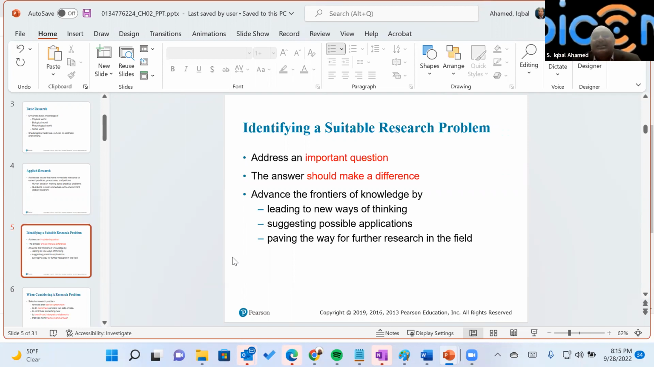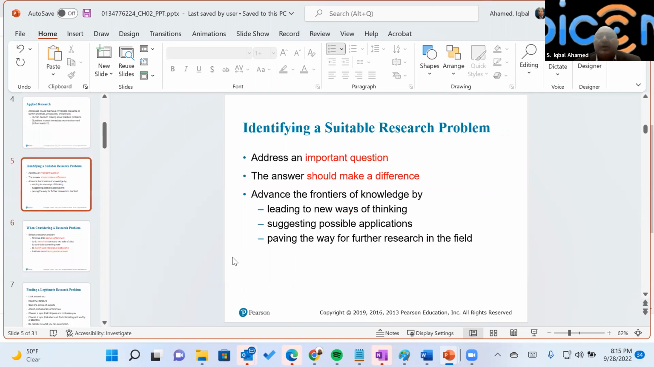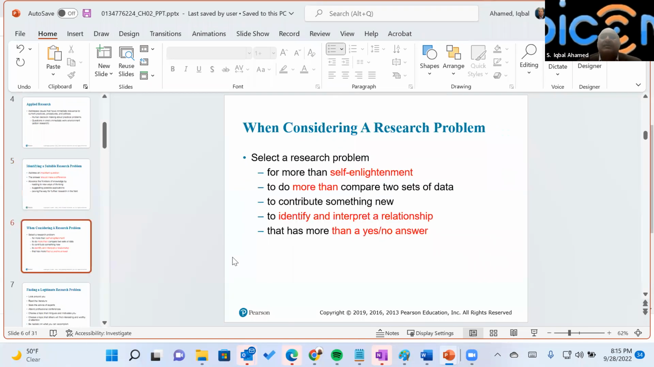Because this is a research methods class, we'll repeat some stuff, but I think it's okay. Identifying a suitable research problem. Then when you find a research problem, what to consider? Actually there are no certain rules, but some guidelines.